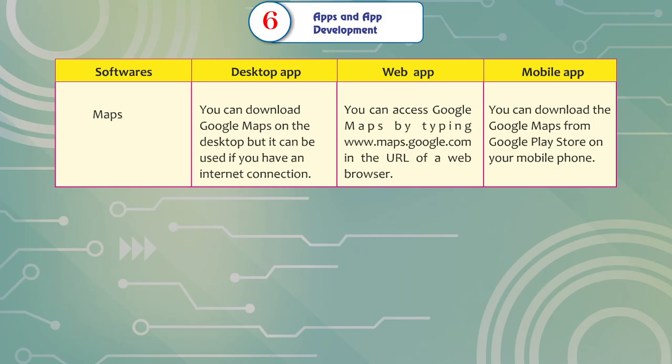Maps. You can download Google Maps on the desktop, but it can be used only if you have an internet connection. You can access Google Maps by typing www.maps.google.com in the URL of a web browser. You can download Google Maps from Google Play Store on your mobile.